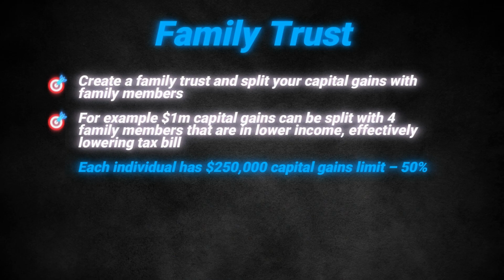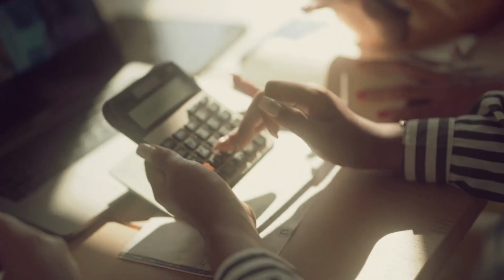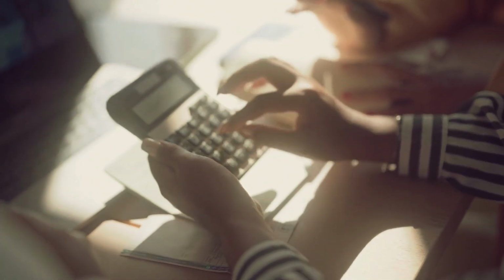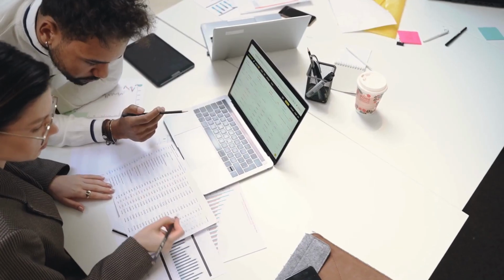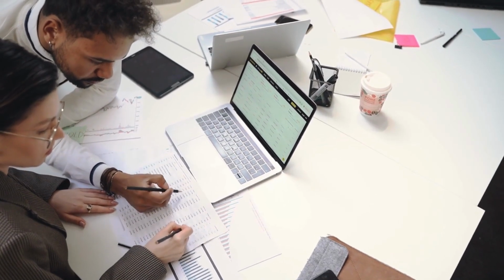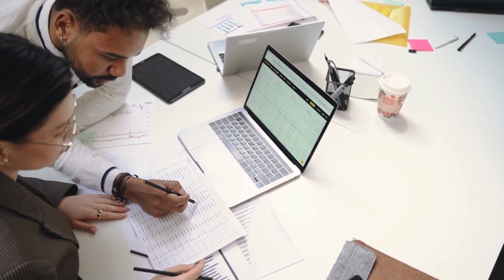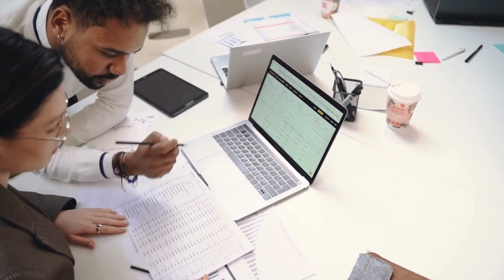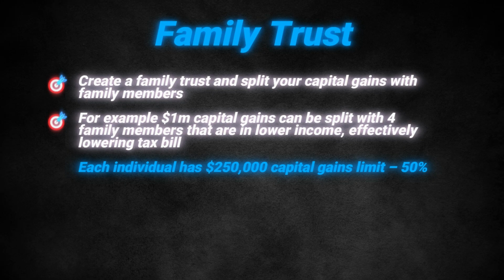Right now in Canada, the first $250,000 of capital gains is taxed at 50%. But if you make more than $250,000 of capital gains, you'll be penalized with a 66% tax rate. And this will basically keep you in the 50% tax bracket rather than pushing you into 66% taxes. So that's my strategy number 3.